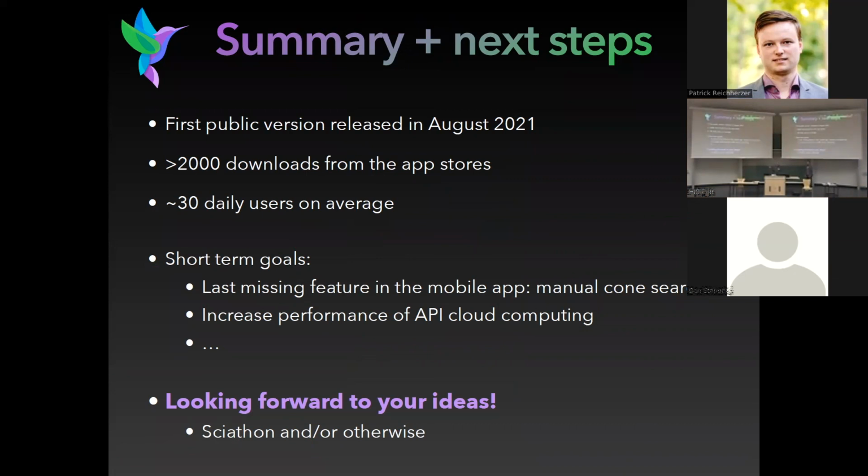There's short-term goals. So there's one feature. I mentioned that the app is exactly the same as the web, which is a bit of a lie, because there's one feature, this manual cone searches where you input your coordinates or your source name. That is still missing in the app, but it's coming up very, very soon. And then, of course, I mentioned that the underlying cloud computing is touching its limits, so we are certainly looking into moving that somewhere else and improving it.